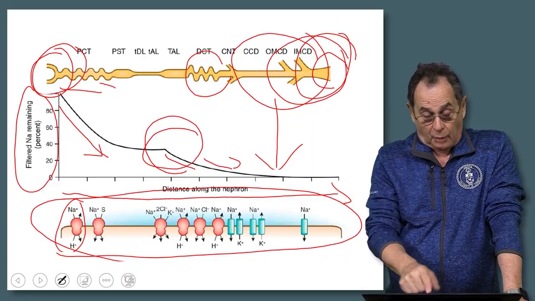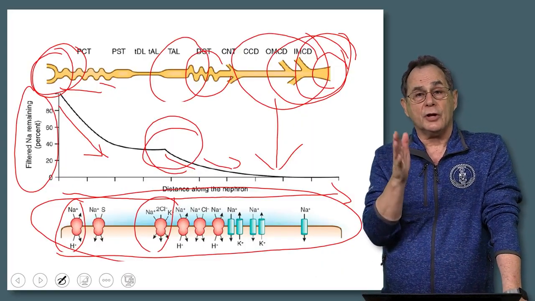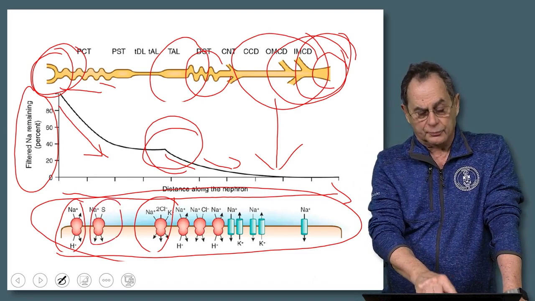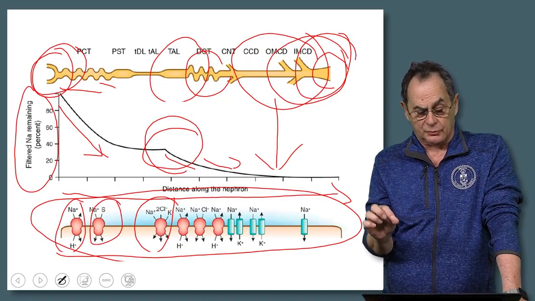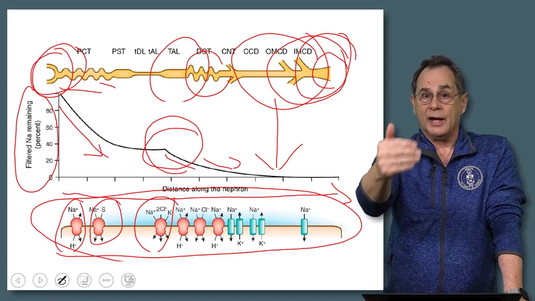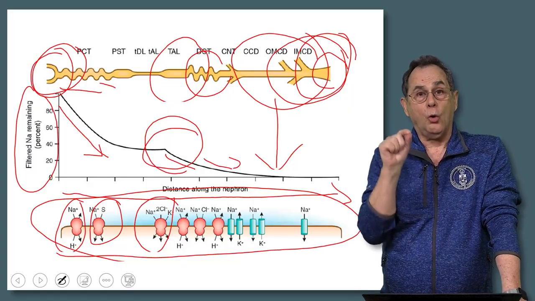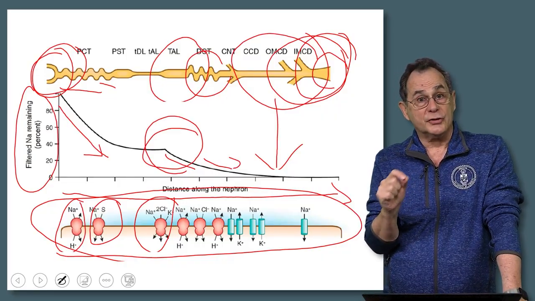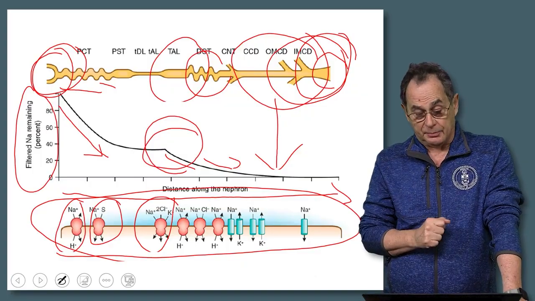Now, when we get to the thick ascending limb, how do we reclaim sodium? Well, that's another cotransporter, but a little bit more complicated than the sodium sugar transporters. Here we have the sodium 2-chloride potassium transporter. Again, what drives the activity of this luminal transport protein? The low intracellular sodium concentration. Again, because all of these tubular segments have basolateral sodium potassium ATPase.